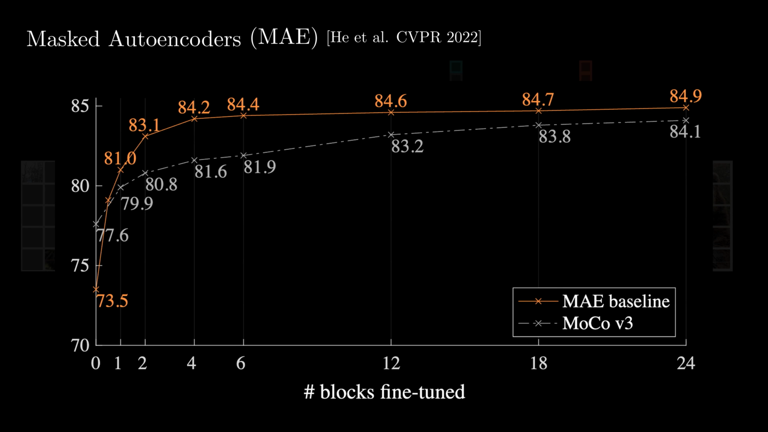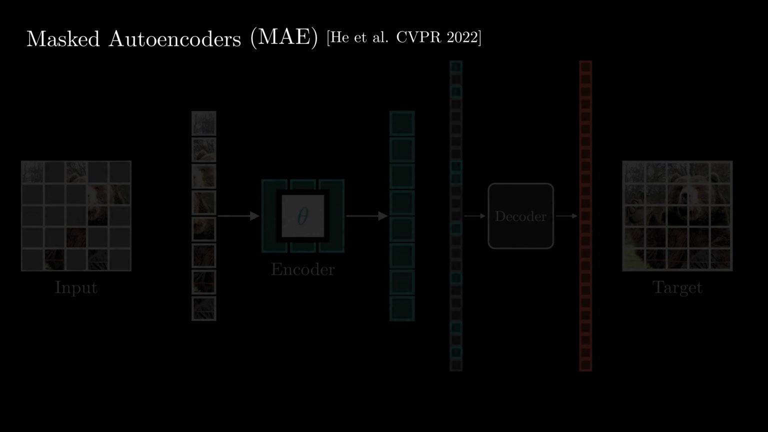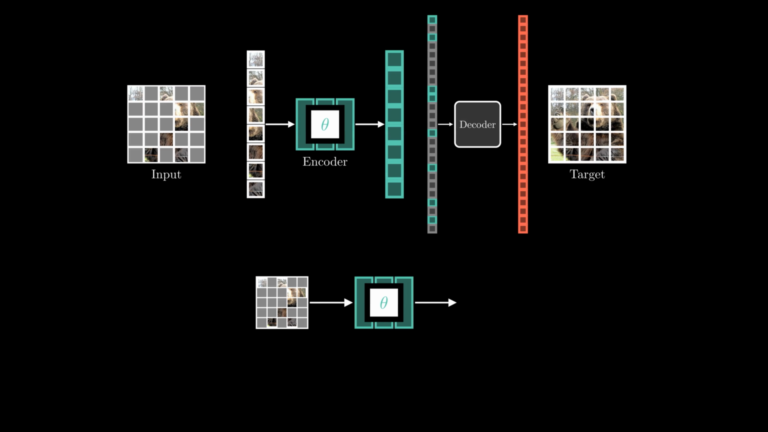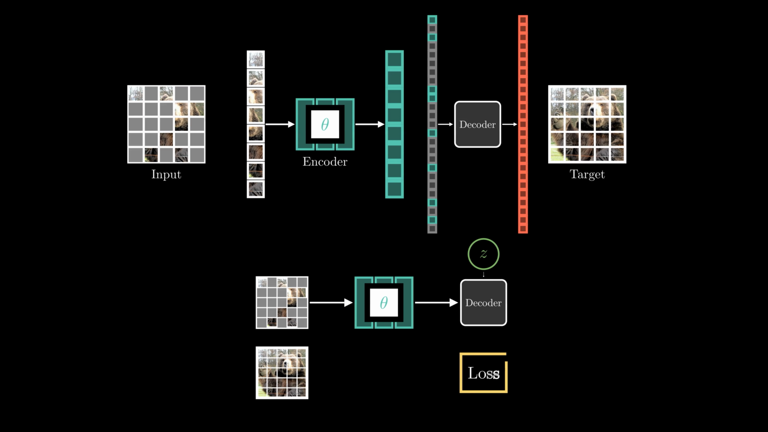Because MAE reconstructs pixels, collapse is not the main danger. A constant representation cannot reconstruct different missing patches. Let's view the masked autoencoder from a different perspective. Given a masked input image, we use an encoder to extract a representation from the visible regions, and the decoder network conditioned on additional latent variables, Z, to reconstruct the original image. For instance, the latent variables Z tell the decoder which patch positions in the image are missing.